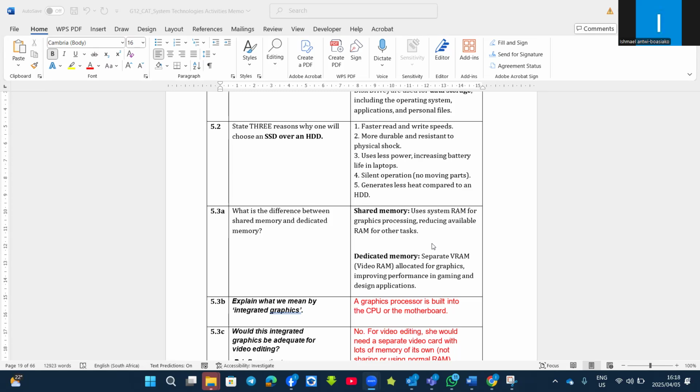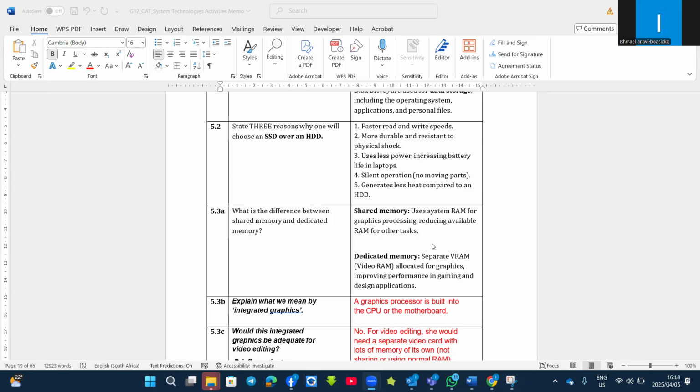While they are used for playing games, you can also use them for other processing. So in other words, they reduce the available RAM for other tasks. So the shared memory in your computer, when there are so many tasks that are taking space on the shared memory, they make the computer run slower.